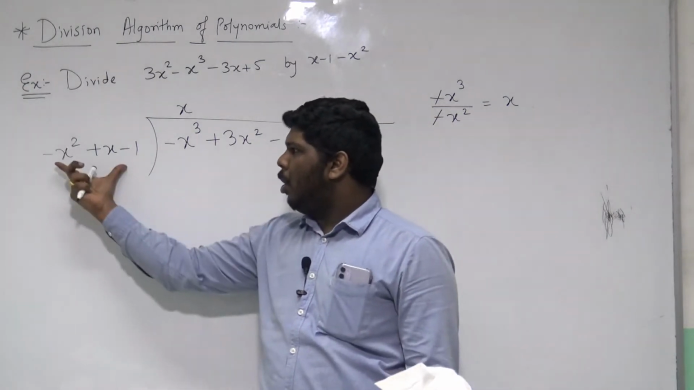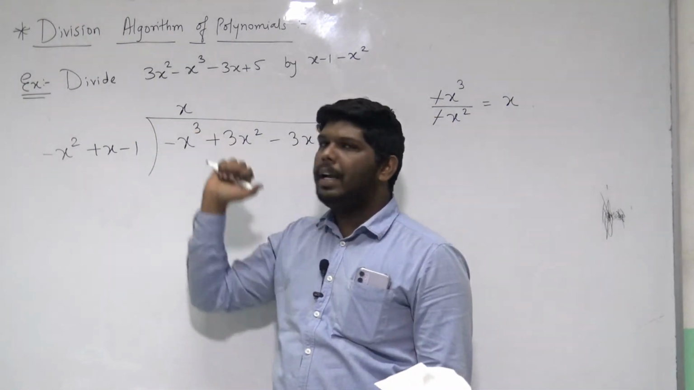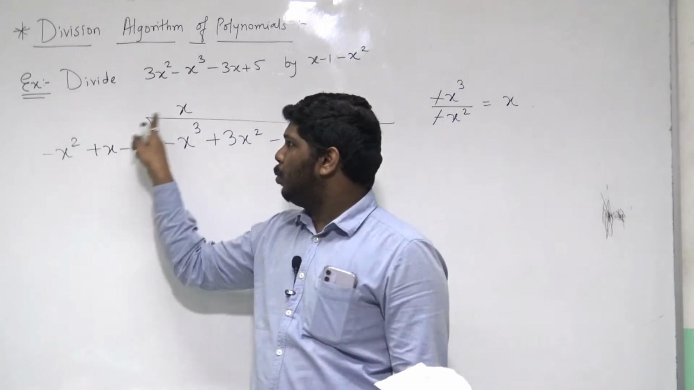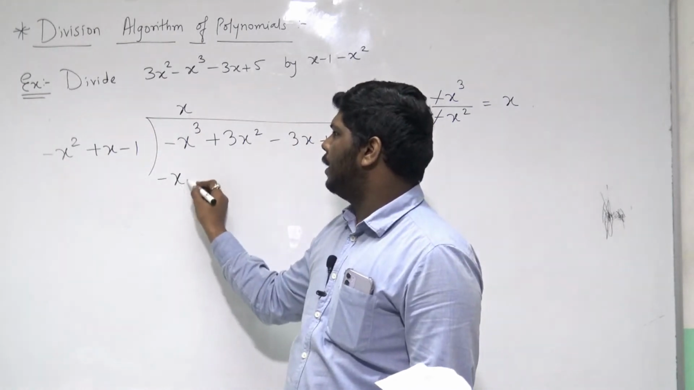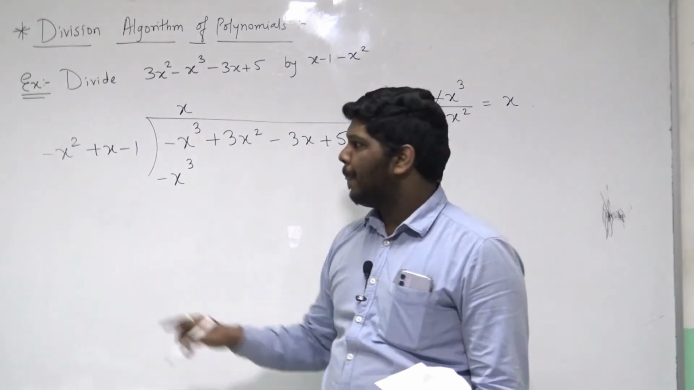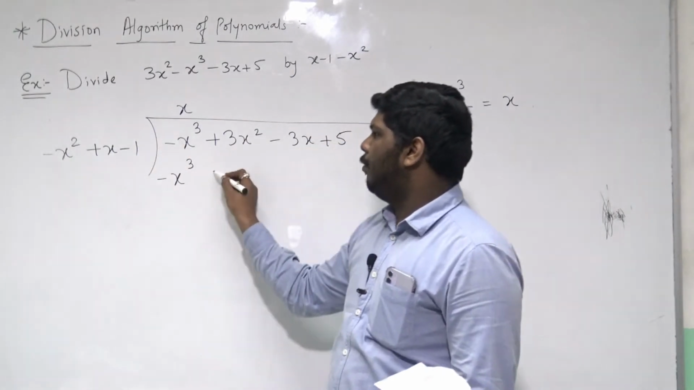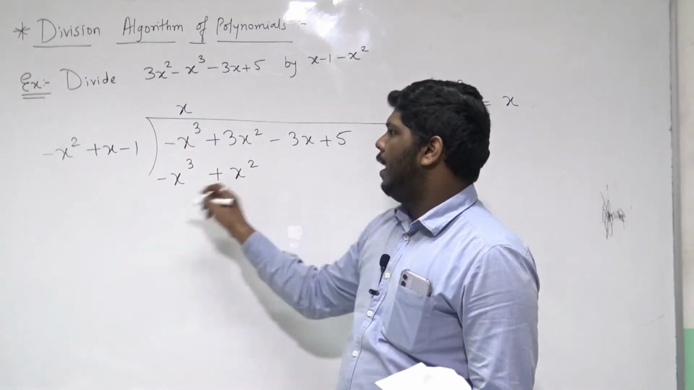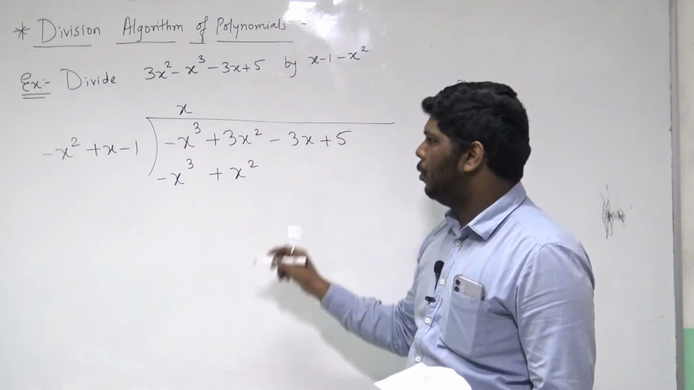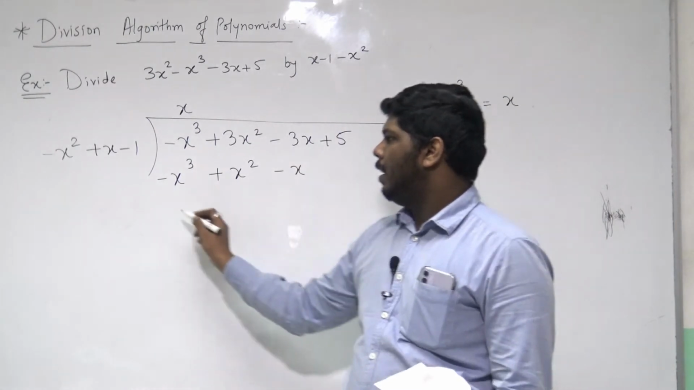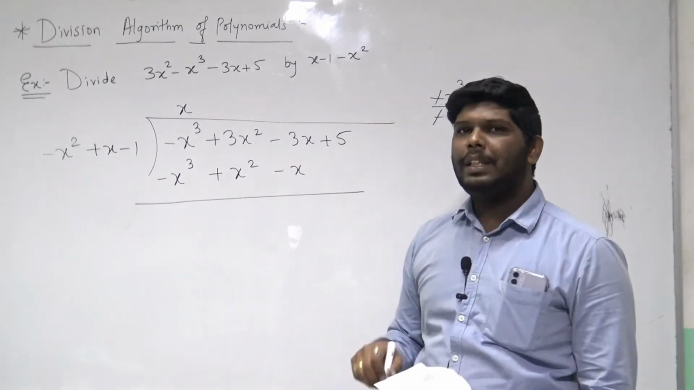Now one by one all the three terms will be multiplied by x. So minus x square into x, obviously it will give you the first term itself, that is minus x cube. Then plus x into x will give you plus x square, and then minus 1 into x will give you minus x. Okay, after that the next step will be subtraction.